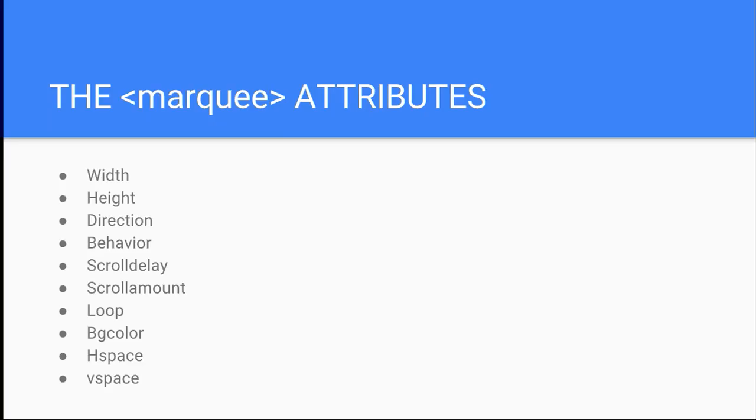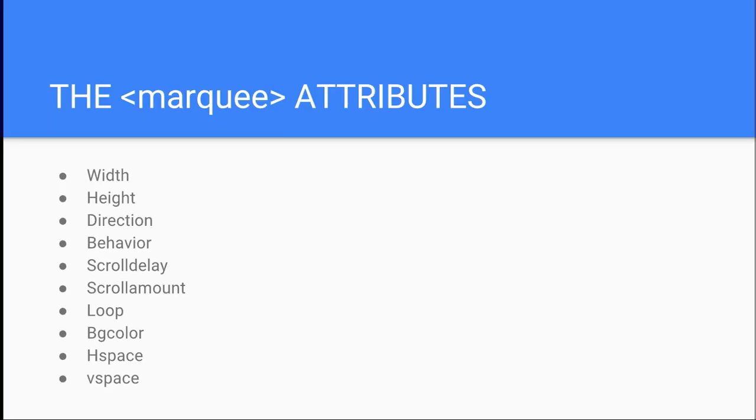And the third one is the direction. This specifies the direction in which the marquee should scroll. This can be a value like up, down, left, or right. And behavior. This specifies the type of scrolling of the marquee. This can have a value like scroll, slide, and alternate. And the next attribute is scroll amount. This specifies the speed of the marquee text. This can have a value like 10, something like that.